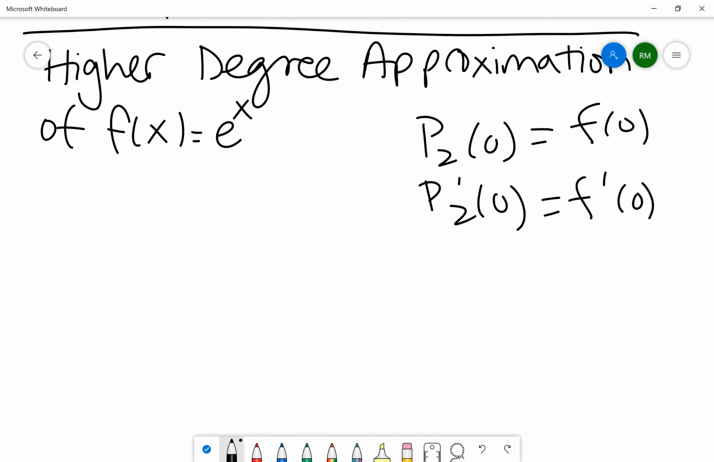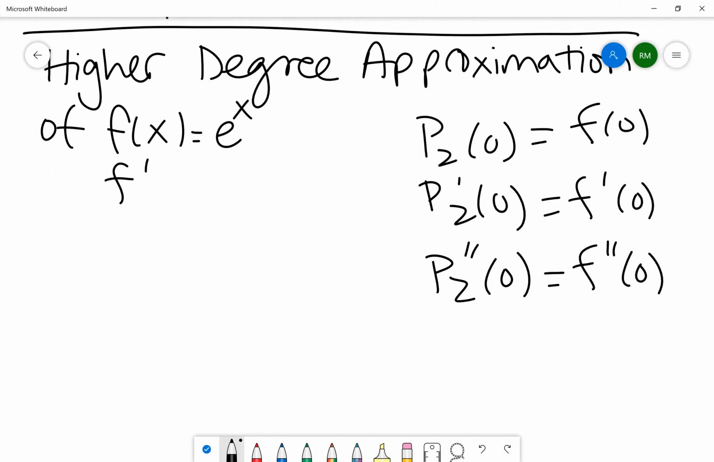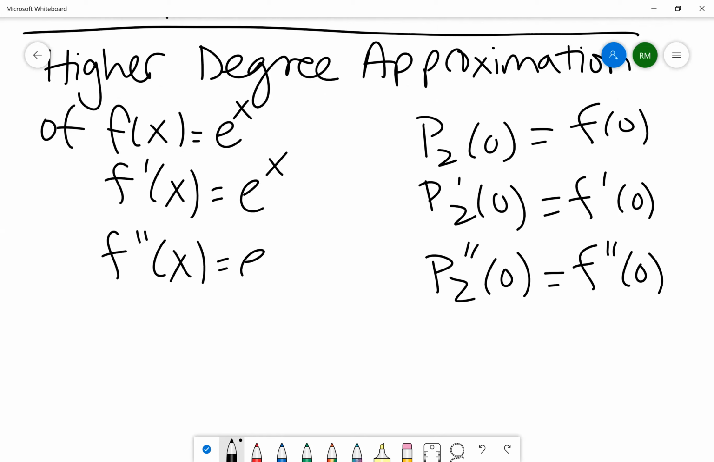How do you think we can get a higher degree polynomial? Well, we should set the second derivative equal to f double prime. So we know that f prime is e to the x, and f double prime of x is e to the x. So all of these values on the right are going to be 1. So we need to find a degree 2 polynomial so that when I plug in 0, I get 1. When I plug 0 into the derivative, I get 1. And when I plug 0 into the second derivative, I get 1.